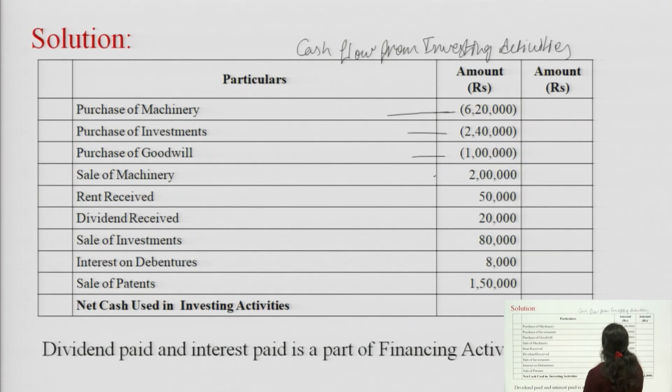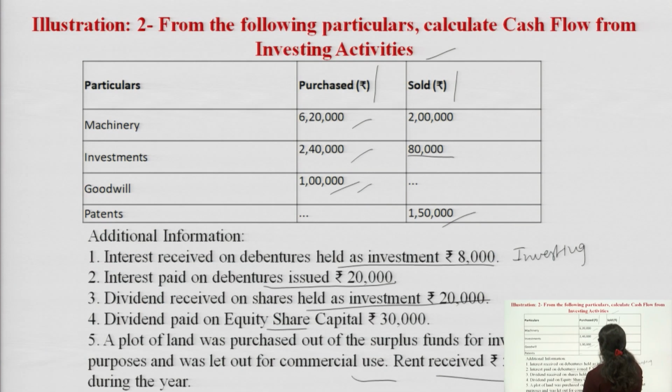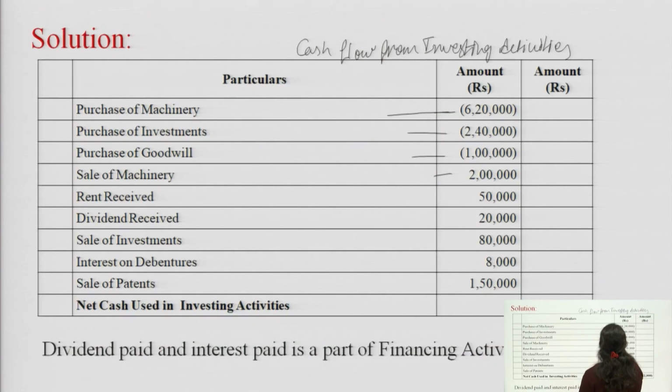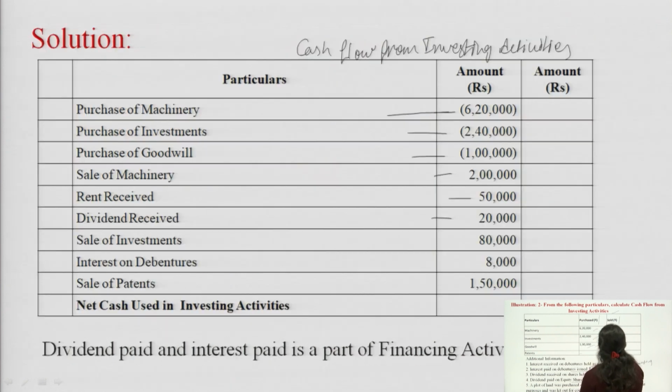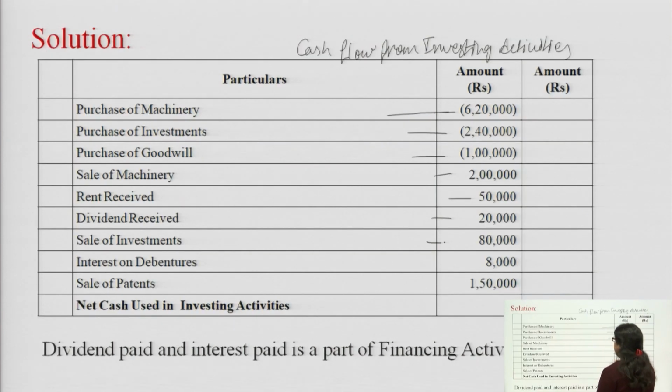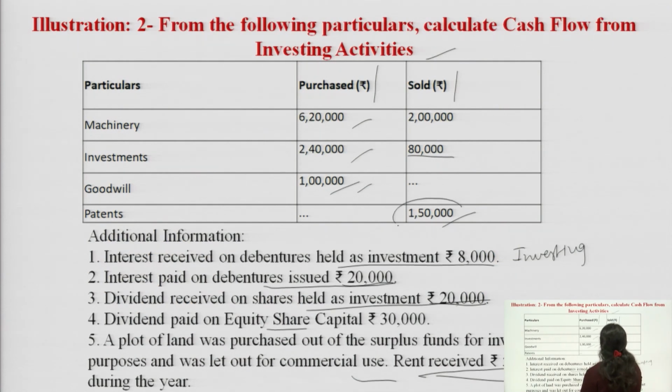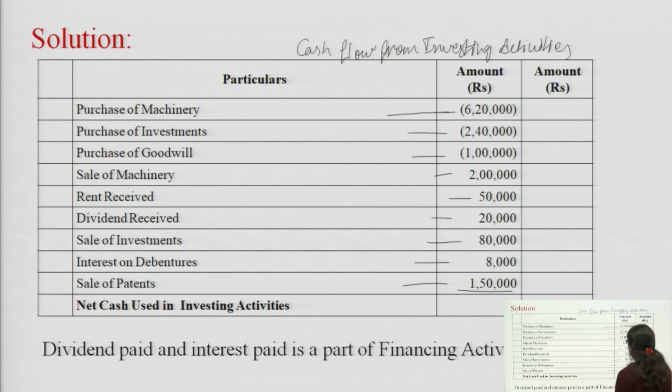And sale of machinery was 2 lakh, rent received was 50,000. It is mentioned here that rent was received 50,000, and we have written it here. Dividend received 20,000, it is given here that dividend has been received 20,000. Interest is also being received. So, sale of investment was there, interest on debenture was 8,000 and sale of patent was 1,50,000. We have transferred all the information.